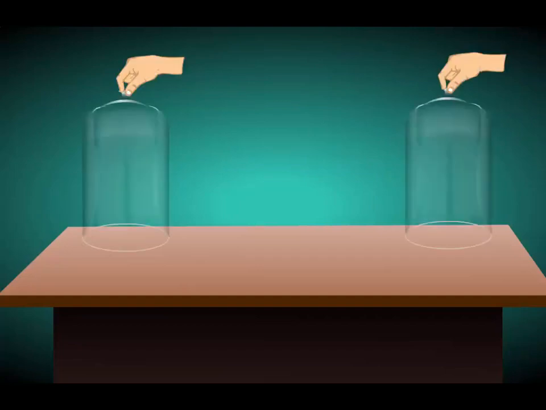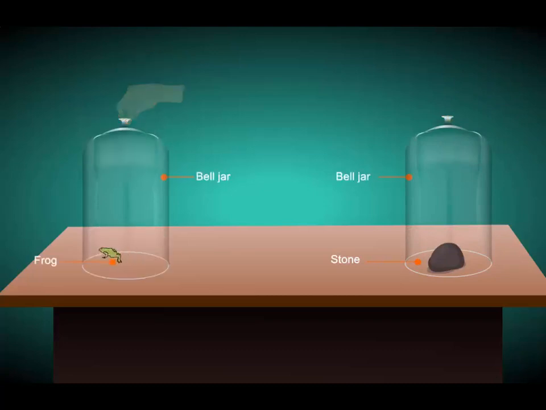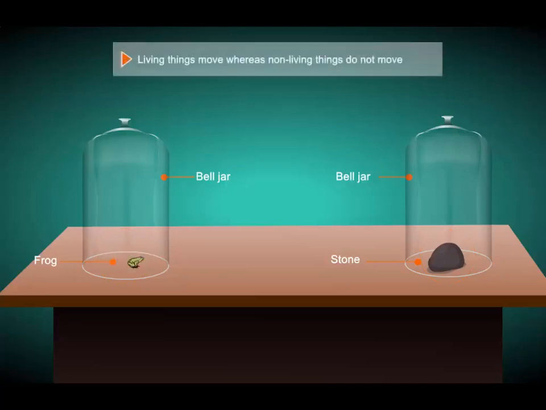Take two bell jars. Keep one of the bell jars over a stone and the other bell jar over a frog. What do you observe? We observe that the frog moves around, whereas the stone is in the same position. This activity shows that living things like a frog can move, but non-living things like a stone do not move.